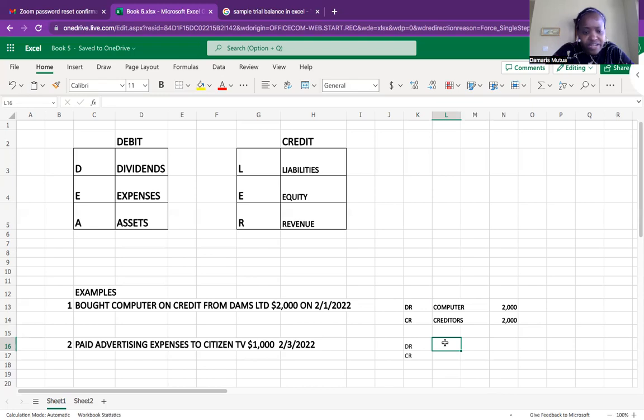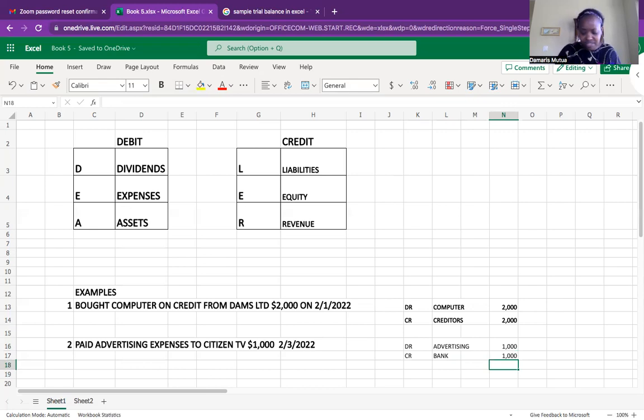So we have an expense. Expenses we debit. So we debit our advertising expense. Then we have, we paid advertising expenses to Citizen TV, and this was paid through cash. Cash is an asset, but our cash is going down, so our cash will be credited. We are reducing our cash. So here, maybe we can say our bank is going to go down. The balance in the bank is going to go down by the same amount, which is $1,000.